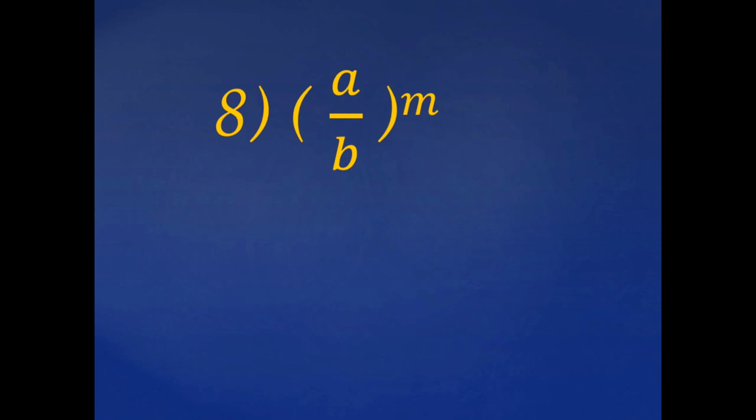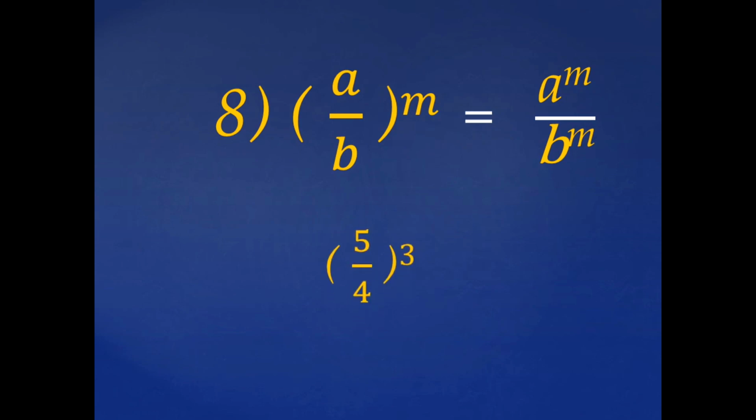The next law is a divided by b bracket raised to m. Now in this case there is a fraction and we are given the index of a fraction. So we have to separate the index for both the numerator and denominator. That can be also written as a raised to m divided by b raised to m. For example, suppose we have a fraction 5 by 4 bracket raised to 3, so that should be written as 5 raised to 3 divided by 4 raised to 3.